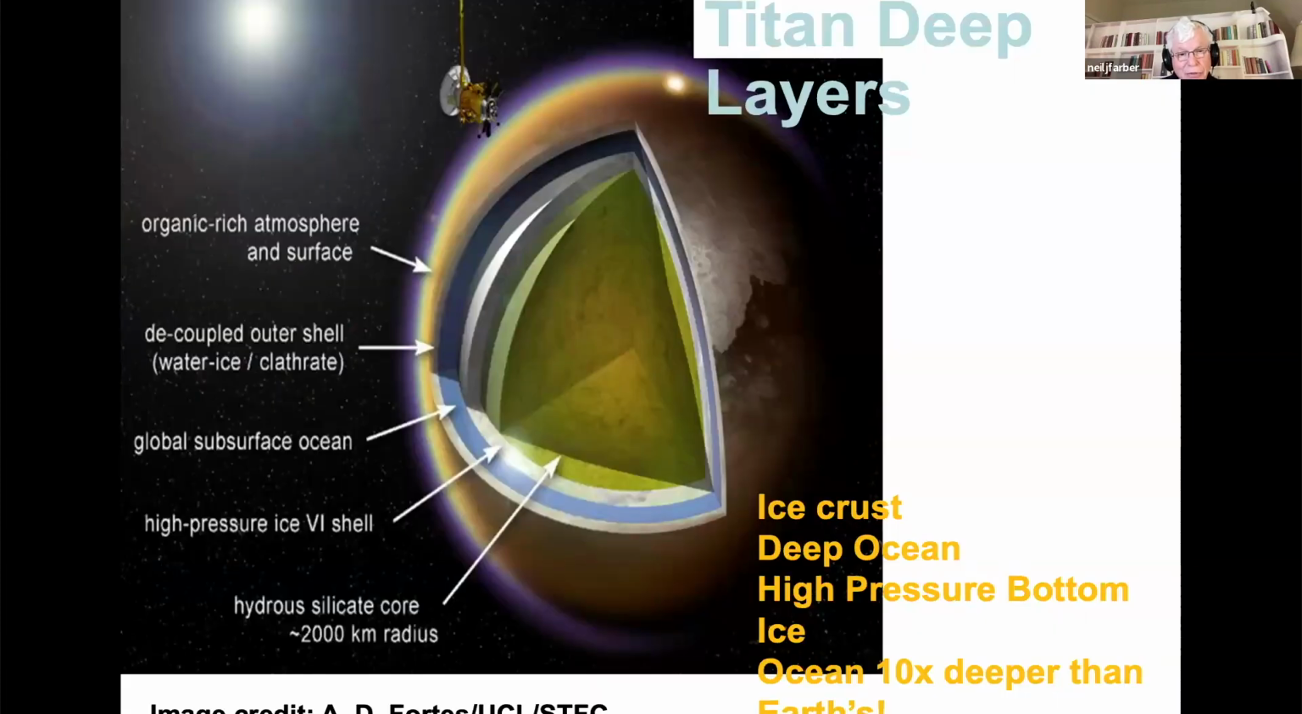There is an ocean below the crust, same way as on Europa. And here there's also cracks in the crust. And since you have so much organic material on the surface, it's a perfect way for organic material to get into that liquid and start life there. Next slide.